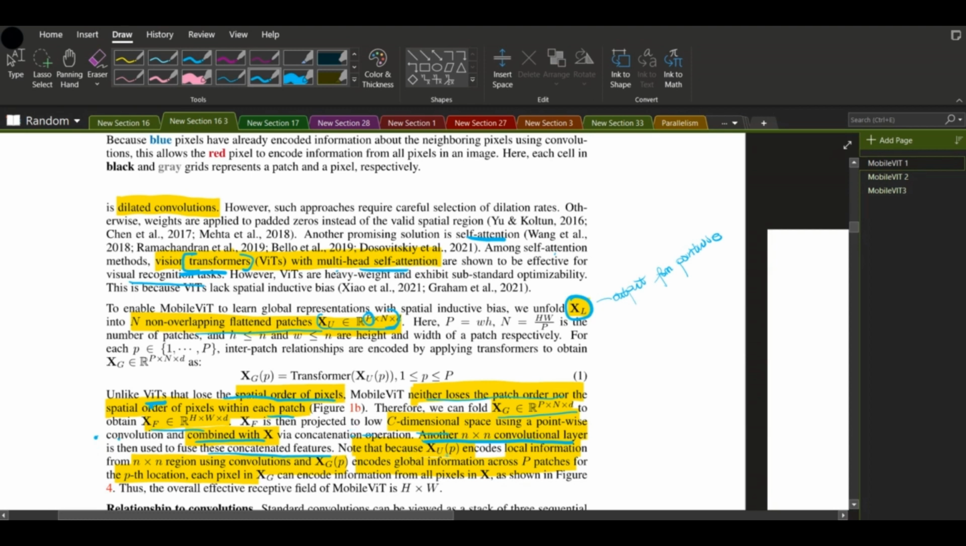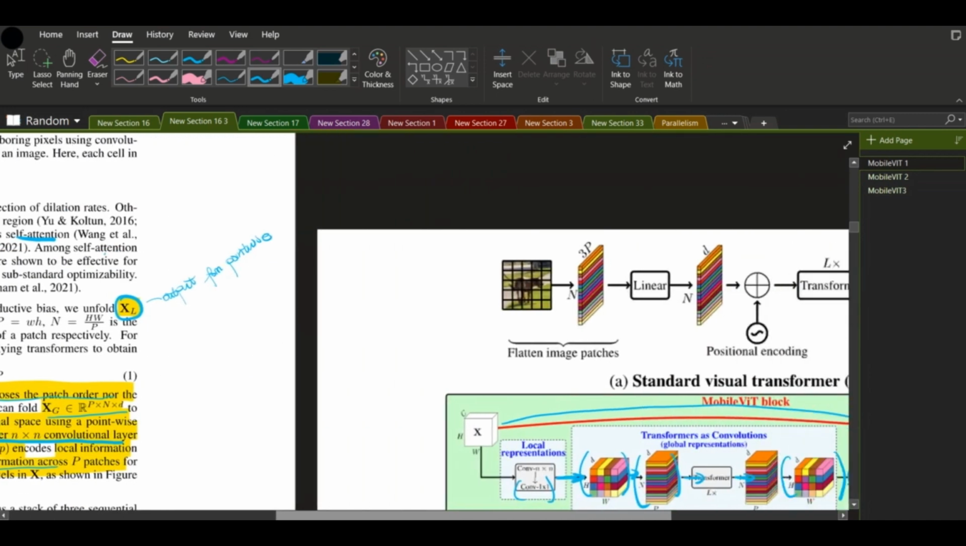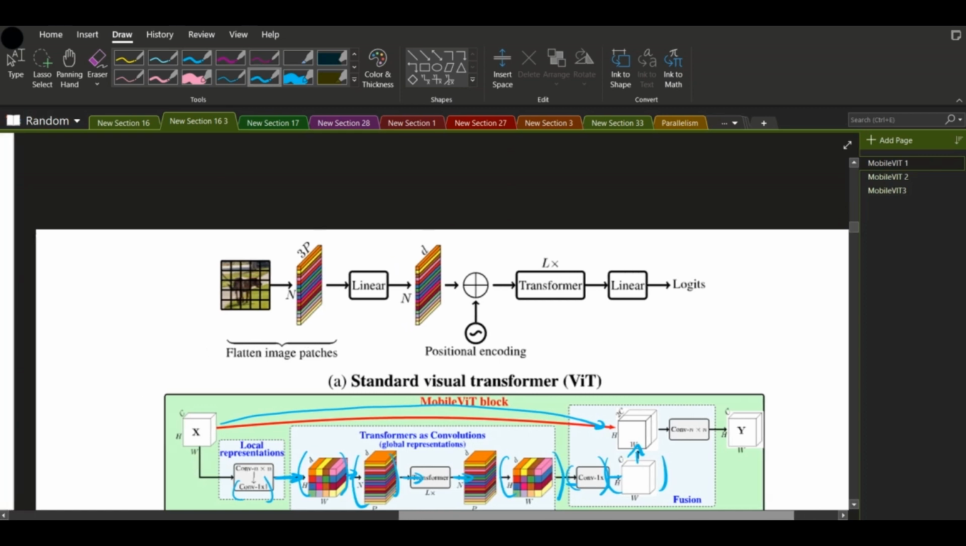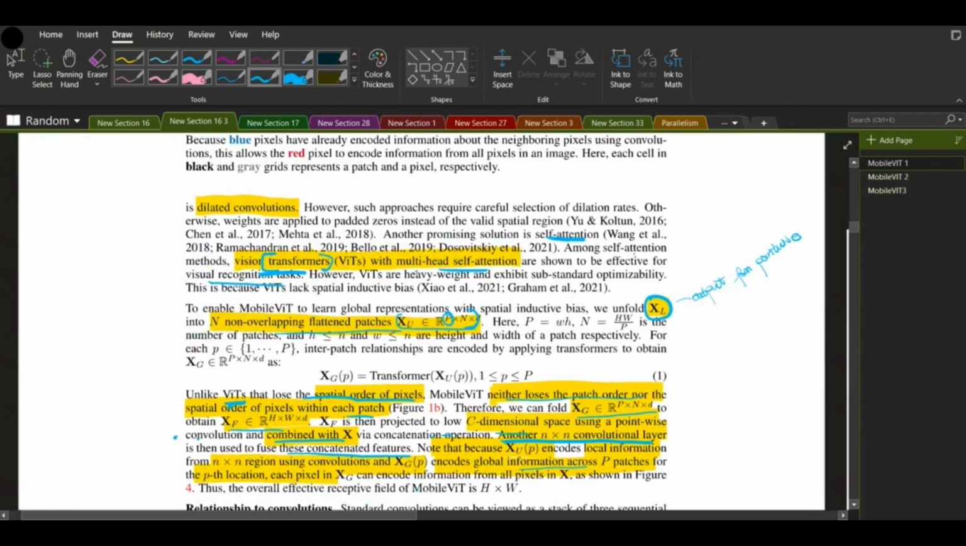Note that because XU encodes local information from an n by n region using convolutions, and XF encodes global information, the point is that we have both local and global information. So overall, that's how it works. Now let's go into the other components.